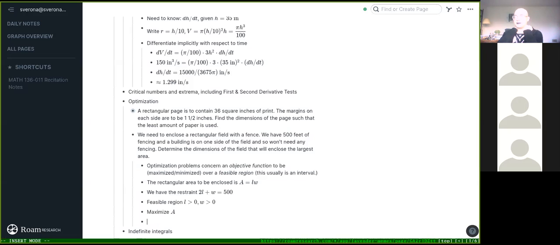So, let's see. My next step is I want to take the derivative of this thing, right? So I can maximize it. That's how you learn to do this in calculus. So we have to do a little bit of work beforehand before we can do that, right? Because the length depends on the width and vice versa, right? So if I know one, I know the other.